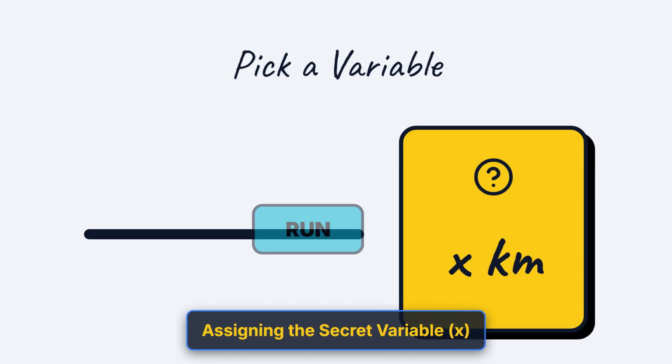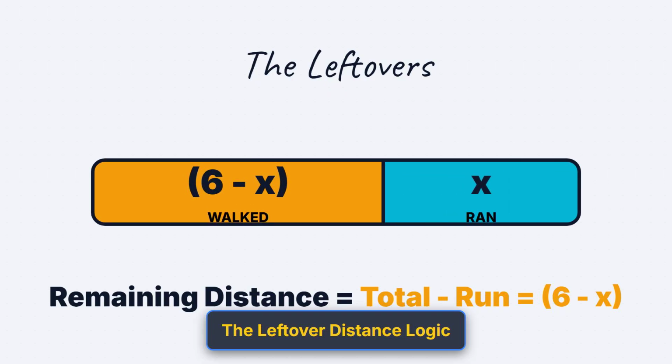Instead of guessing, let's pick a variable to hold our spot. Let the distance he ran be x km. If the whole trip is 6 kilometers long, and he ran x of it, what's left for walking? Simple. The total minus what he ran. Then the distance he walked equals 6 − x km.